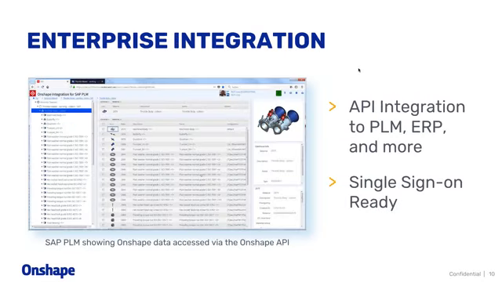And lastly, Onshape Enterprise integrates with your other business systems, be it PLM or ERP, through the Onshape API, and also has single sign-on capabilities, allowing you to more centrally manage user access using products like Okta or Active Directory.